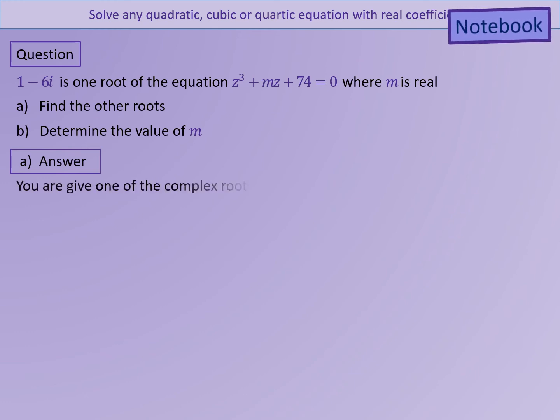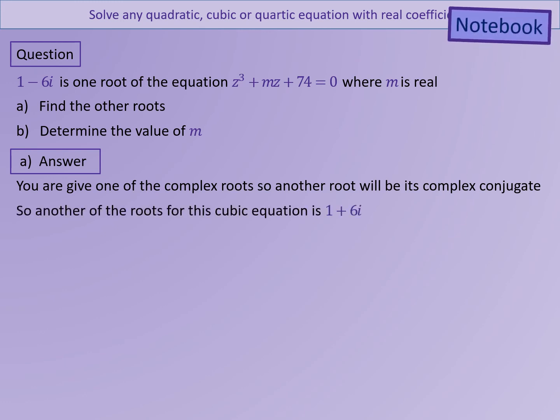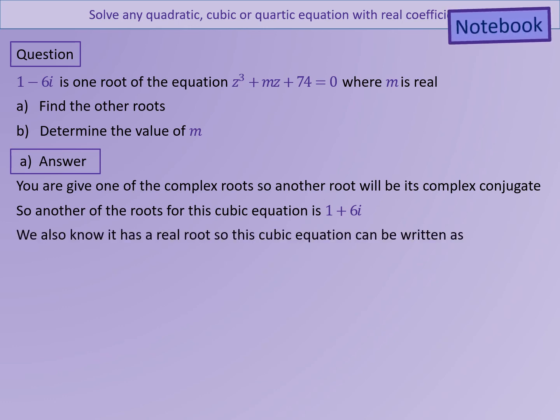First of all, we are given one of the roots, and because we know we've got real coefficients, any complex roots will have to have a complex conjugate root. So we know that 1 plus 6i will be the second root. We also know that all cubics have to have at least one real root. So we know it can be written as z minus a, and then z minus the first complex root, and then z minus the second complex root. We know that all of that has to equal 0.